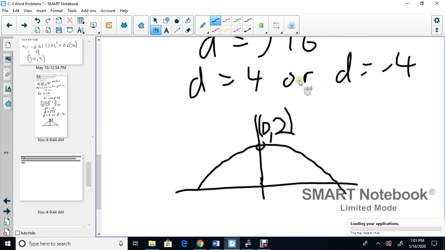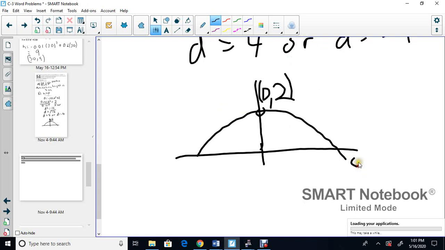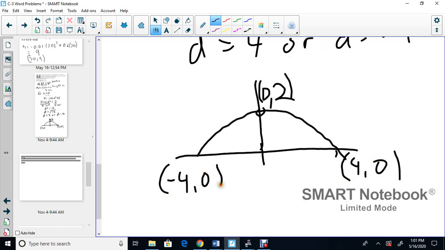The d-intercept, so the 4, 0 is on this side, right here. And on this side, it's negative 4, 0. So it's 4 this way, negative 4 this way. It's the same 4 that way. There's our maximum height. And over here we have distance, and over here, this is our height.